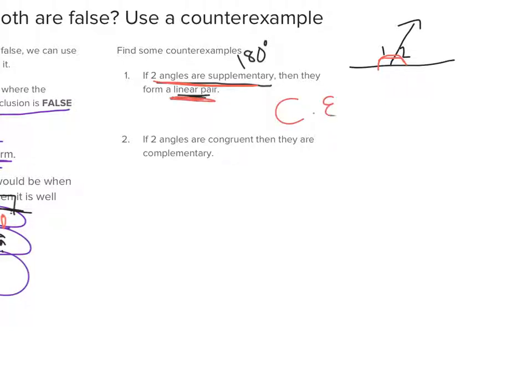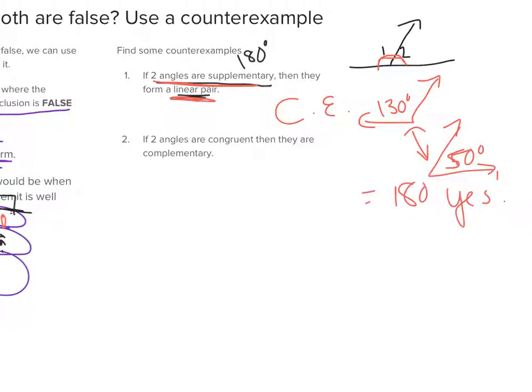So my counterexample would be something like this. If I have a 130-degree angle here, then I have a 50-degree angle down here. Are these two supplementary? Do they add up to 180? Yes. Are they a linear pair? No. They are not a linear pair, so that means that would be my counterexample.